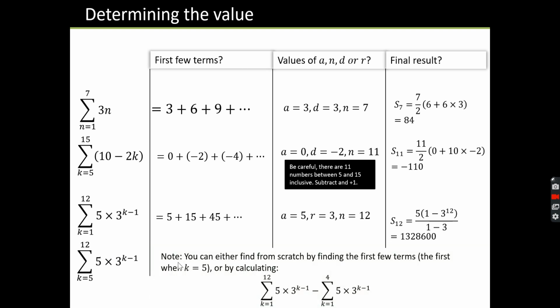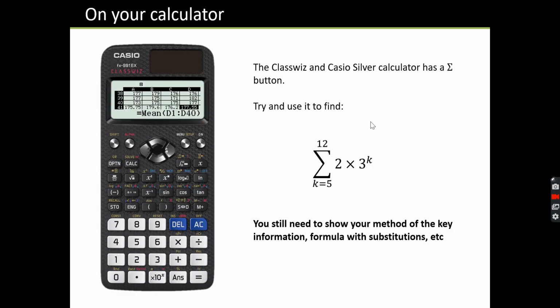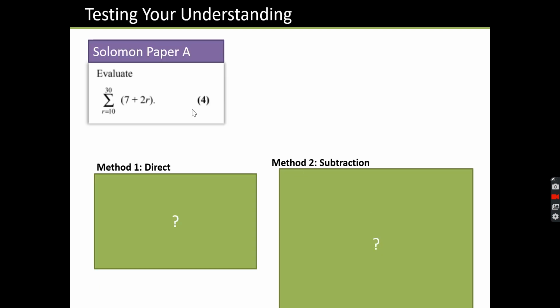We can skip some terms. Don't worry about this different form yet, we'll come to this later. So the idea is you should substitute in the first few, spot the pattern, get your key values, and then do the same as before. The advantage with this as well is you can use the ClassWiz calculator to check your answer, but you still need to show the key values being found and substituting into any formulae.